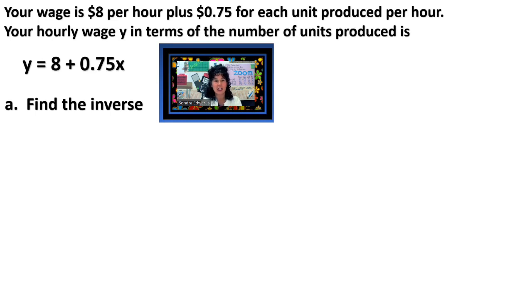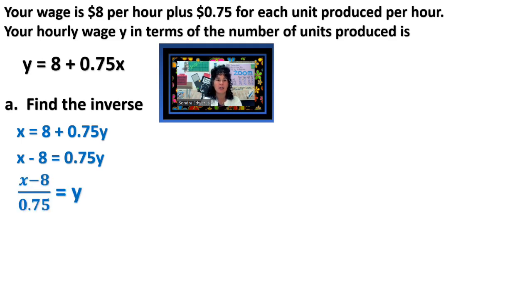Okay, so now that we understand our variables, let's find the inverse. To find the inverse, we want to take our x's and y's and just swap them. So this y is going to turn into x, and this x is going to turn into y. Now we want to solve the equation for y. Undoing the order of operations, I'm going to get rid of the add 8 before the multiply by 0.75. So I'm going to subtract 8 from both sides, and then I'm going to divide both sides by 0.75.